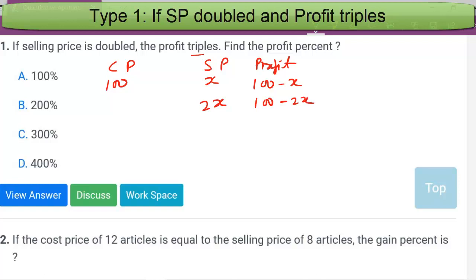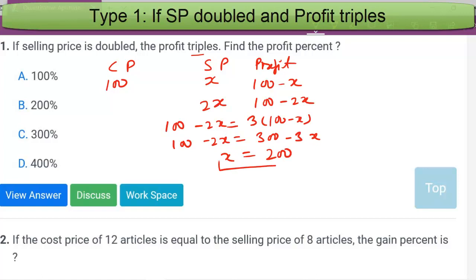So the profit in X terms will be 2X minus 100, and the profit triples. That means 2X minus 100 is equal to 3 times (X minus 100). So we can write this as 3X minus 300, and the other side is 2X minus 100. That means X is equal to 200, right? So we got X equal to 200.